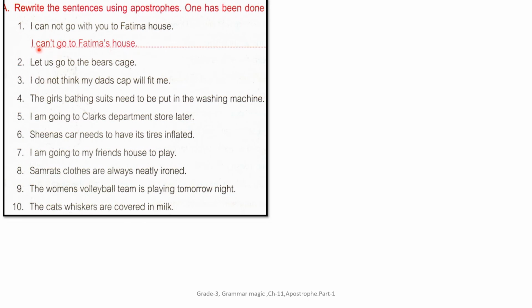So children, here can't is the contraction of the word cannot, and we need to change the noun in the sentence. What is the noun in the sentence? Fatima. Yes, and Fatima is only one, a singular noun. So how will we write? Fatima apostrophe s. Before the s, we will use the apostrophe. Second, let us go to the bear's cage. So children, here let us, we need to change this. How will we write? Let's go to the bears' cage.